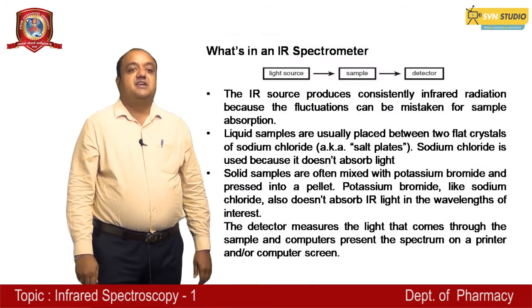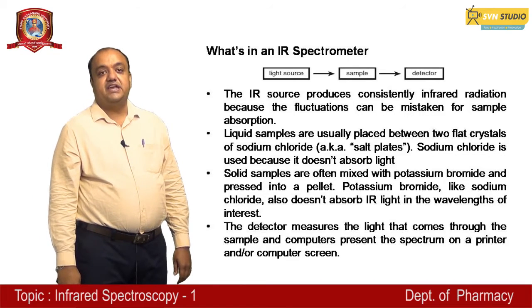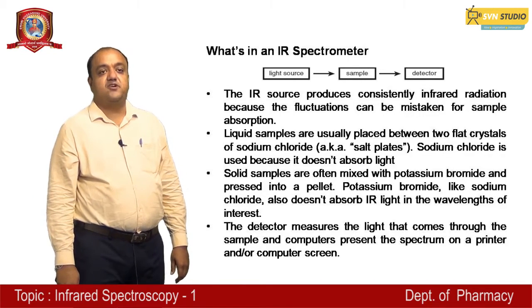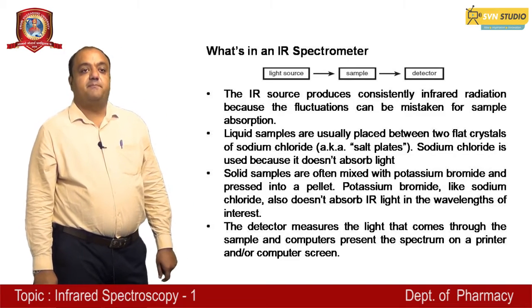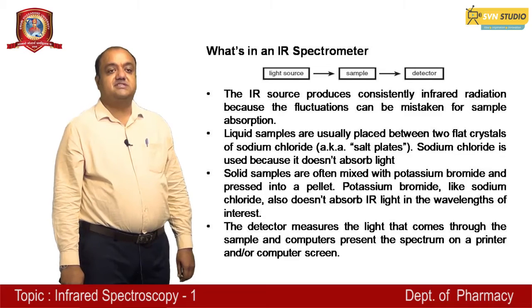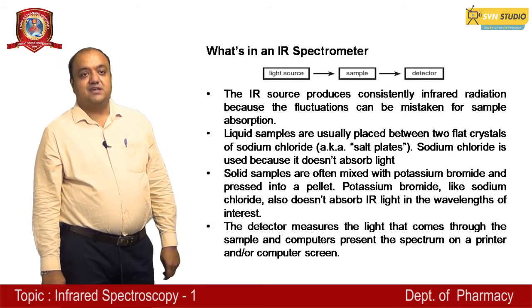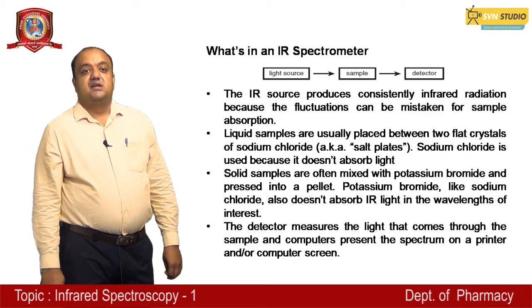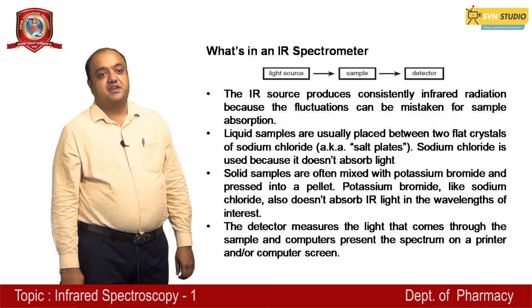And what is in an IR spectrometer? The IR source produces consistent infrared radiation, because fluctuations can be mistaken for sample absorptions. Liquid samples are usually placed between 2 flat crystals of sodium chloride. Sodium chloride is used because it doesn't absorb light.